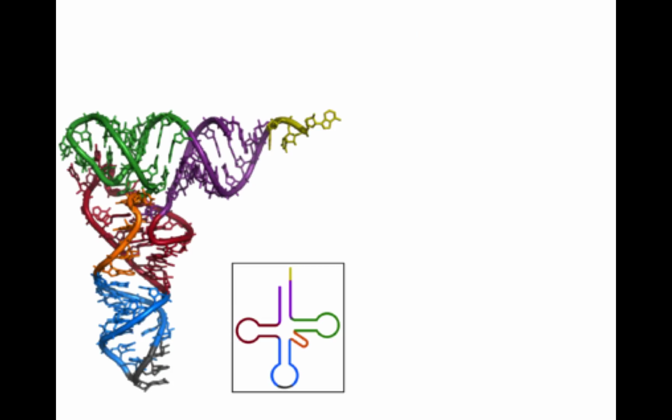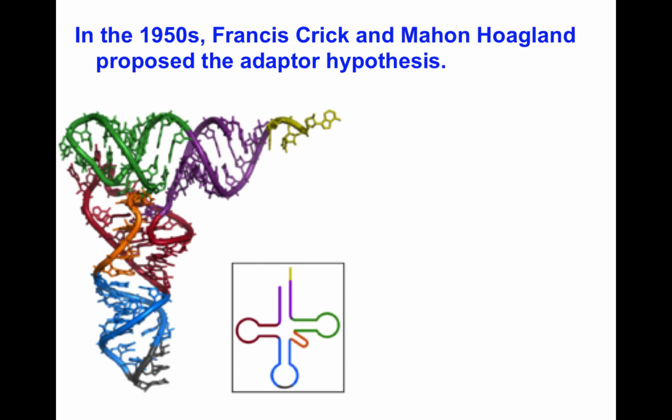Okay, so here's a molecule that you should be familiar with. This is a tRNA molecule. The tRNA is the adapter molecule. In the 1950s, Francis Crick, after he and Watson had figured out the structure of DNA, and Mahlon Hoagland proposed the adapter hypothesis. They knew that genes encoded proteins, so there had to be some kind of translator, something that would turn the information stored in the genetic code into amino acids. And that molecule turned out to be tRNA.